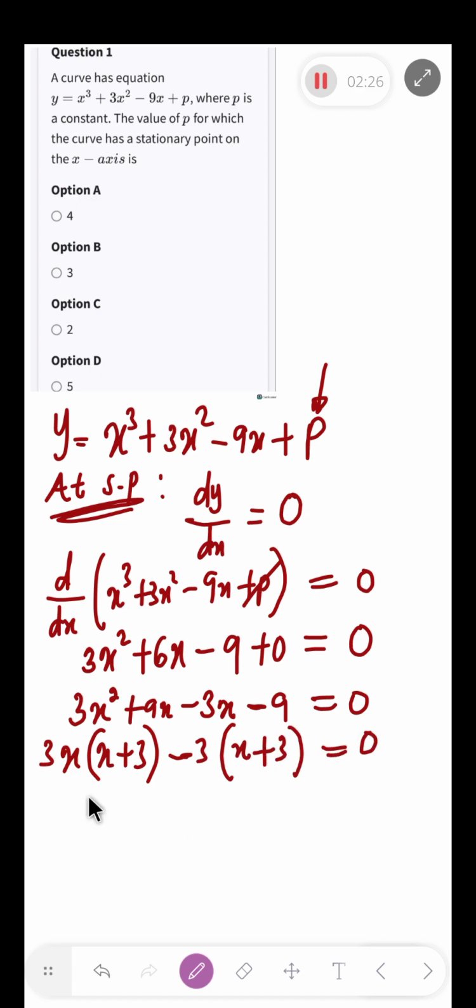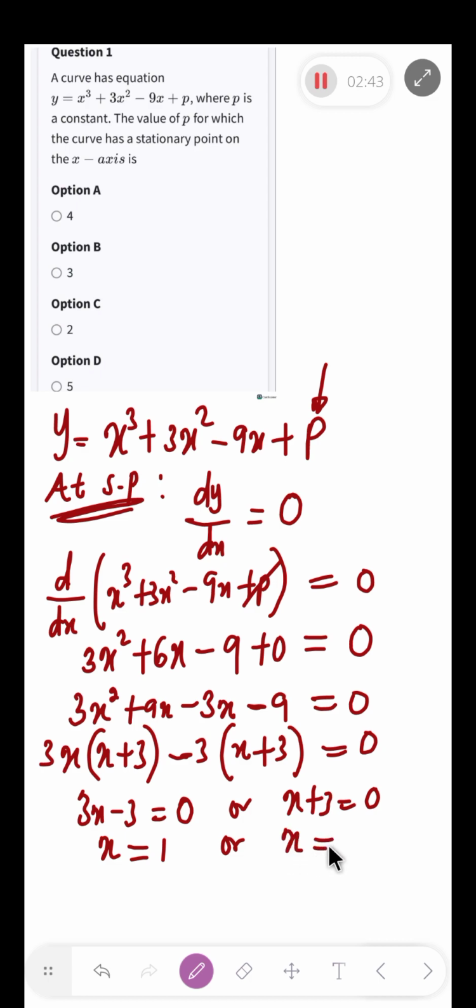So finally, we have 3x minus 3 equals 0, or x plus 3 equals 0. By the time you take this to the other side and divide both sides by 3, you have x equals 1. The same thing is applicable in this case. You have x equals what?